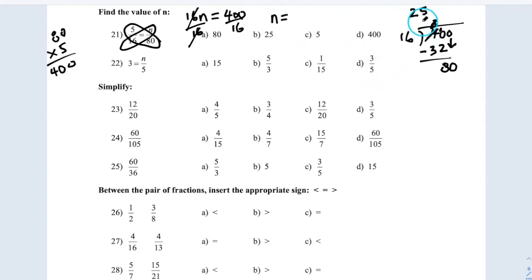Let's try it again. 5 times 6 is 30. I put a 0 and I carry 3. 5 times 1 is 5 and 3 is 8. 80 minus 80 is 0. That means that 400 divided by 16 is 25. And that's my answer. Okay?